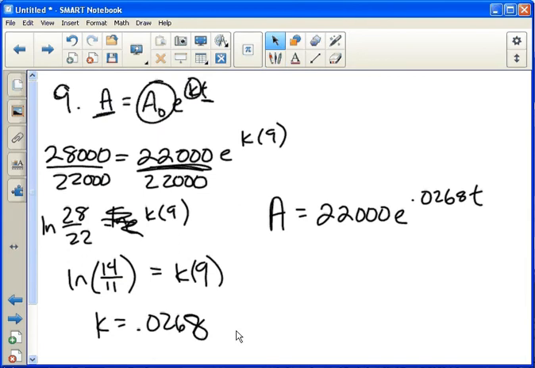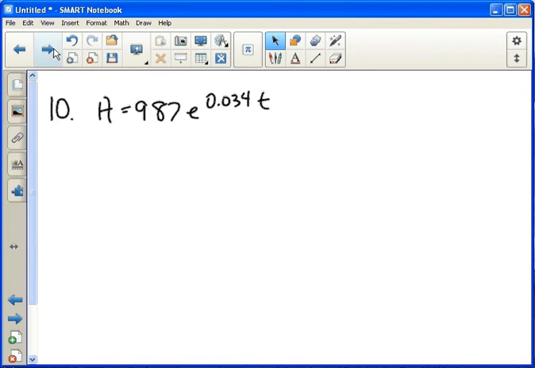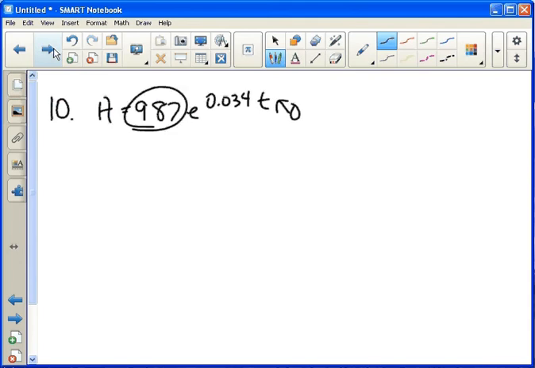Number 10, the population of China can be modeled by this equation, and t is the number of years after 1984. So what is the population of China in 1984? Well, that would be year 0. If you plug 0 in for the time, all you're going to be left with is 987. Now that's generally true with exponential equations. Your coefficient is what you started with. It's how much you had at time 0. So for part A, it's 987 million.